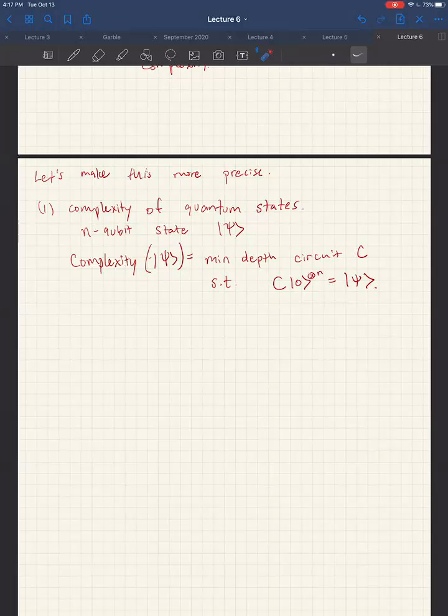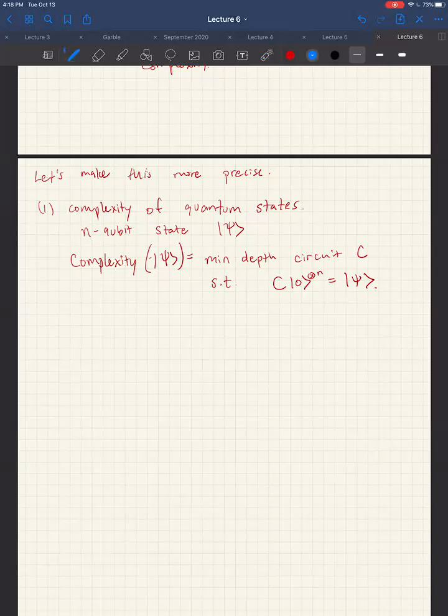Yeah, it definitely depends on the basis. I guess the point is, you fix a basis for each of the qubits, and you just leave that fixed, and then all the states you talk about are with respect to that basis. Okay, great, thanks.